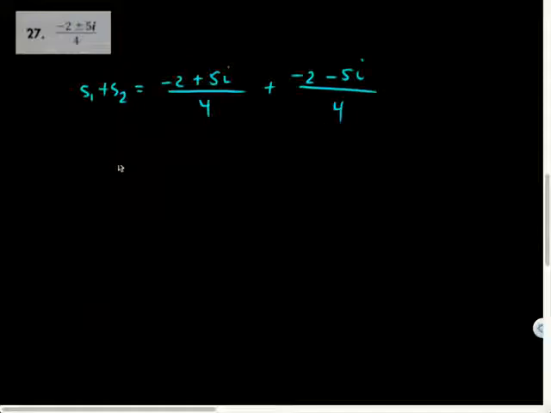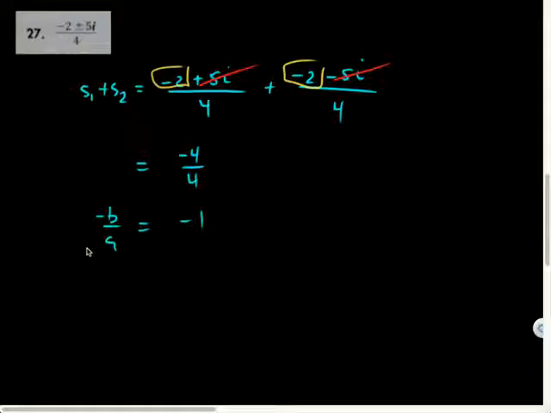Problem 27, a little bit trickier. Let's find their sum and product. So to add them together, S1 plus S2, that'd be negative 2 plus 5i over 4 plus negative 2 minus 5i over 4. Good news, these have common denominators, so I can combine like terms. Negative 2 and negative 2 is negative 4. And 5i and negative 5i cancel out. So, negative 4 over the common denominator of 4 reduces to negative 1.